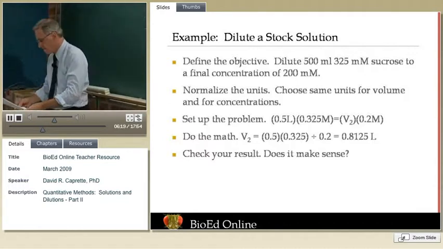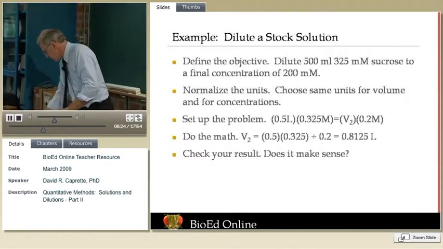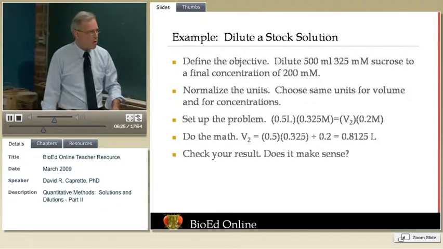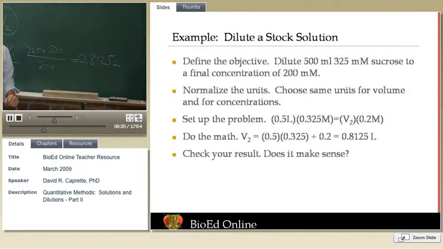So what I'll do is simply use a final volume of 810 milliliters, and that will be just fine. That will put us well within 1% accuracy.